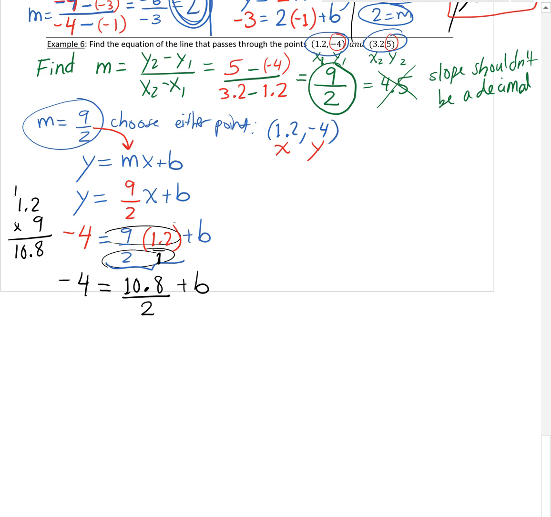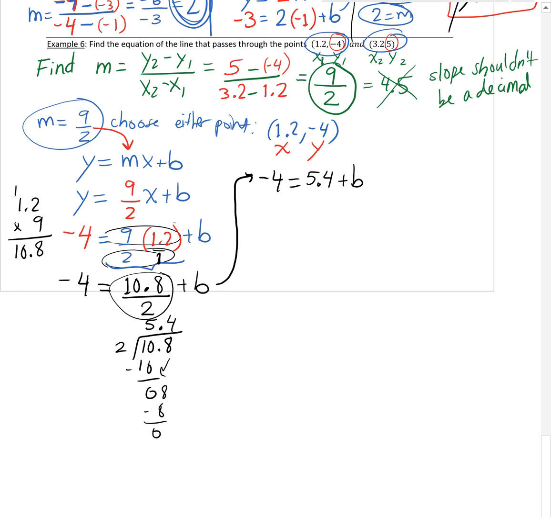And this looks strange, the 10.8 over 2. But I think what I'll want to do is make it a decimal by dividing it. 2 can go into 10.8 how many times? 2 goes into 10 5 times, and it goes into 8 4 times. Aha! It must be 5.4. I'm going to rewrite that here, because we're running out of room. -4 equals 10.8 divided by 2, which is 5.4, plus b.